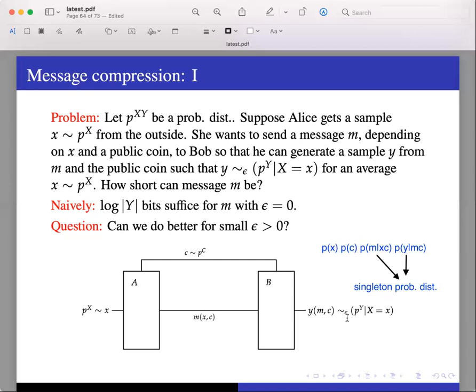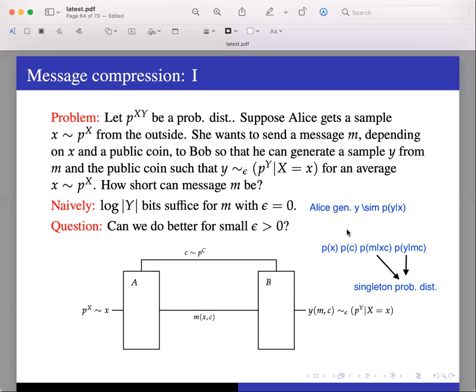No. Naive protocol is not a public coin protocol. I mean, you can of course implement it with public coins because private coins can be made public. But it's easier to think of it as a private coin protocol. Naive protocol: Alice is given little x. She generates a sample Y from the conditional distribution and just sends it across. Y distributed according to P of Y given X.